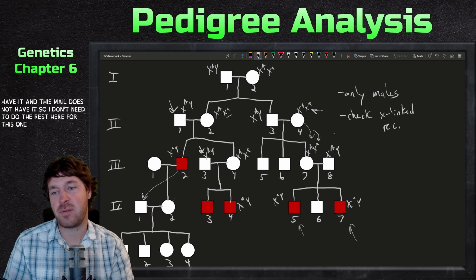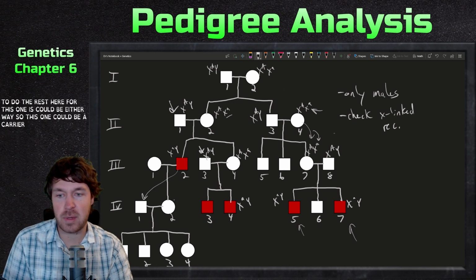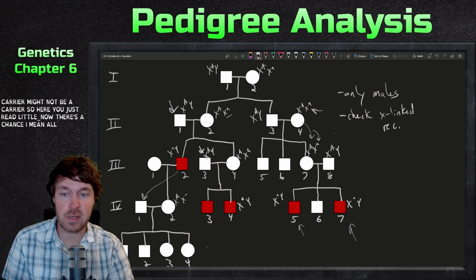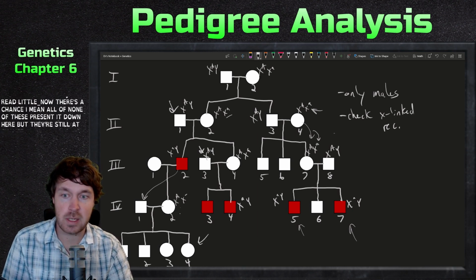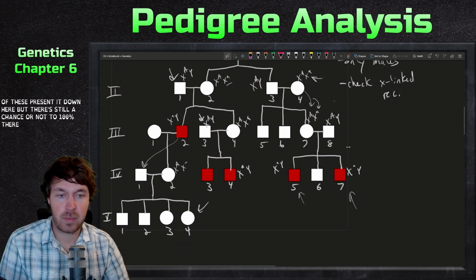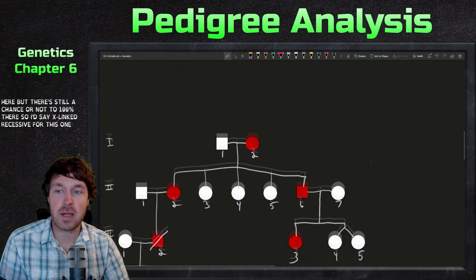For this one, this could be either way. This one could be a carrier, might not be a carrier. So here you just write a little underscore. Now there's a chance none of these present it down here, but you're not 100% there. So I'd say X-linked recessive for this one. All right, that's the second one.